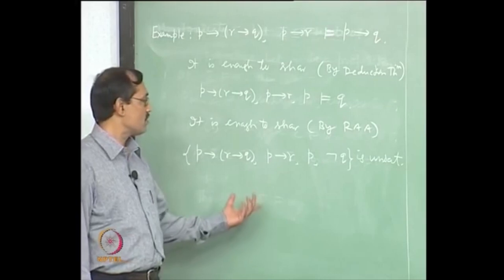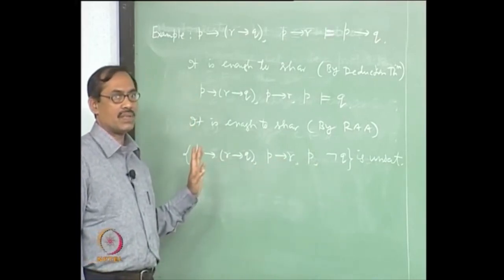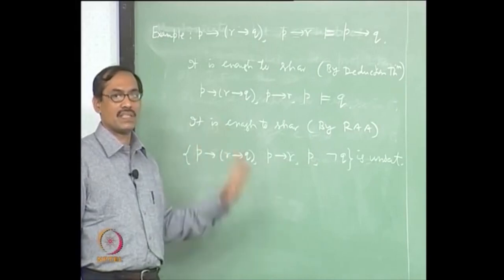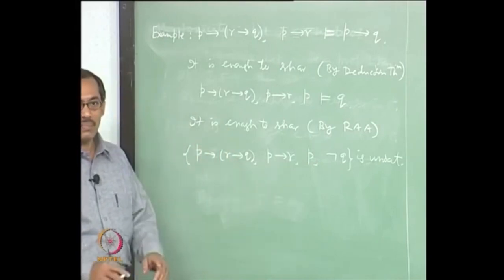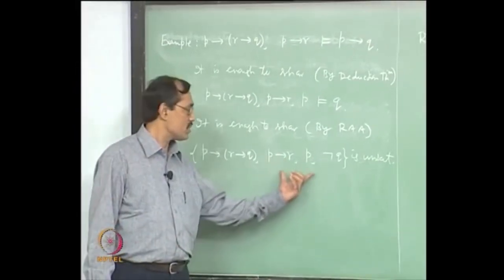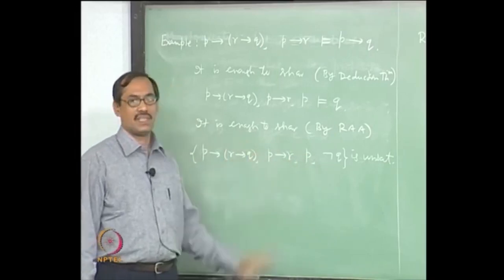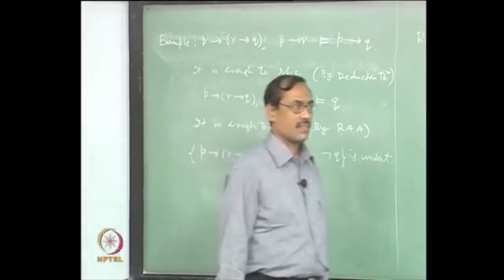So, any interpretation which is a model of all these three cannot be a model of this, that is what you have shown. Therefore, this set is unsatisfiable. It is not a particular interpretation you are taking. Your argument is take any interpretation which is a model of all these three, then it can never satisfy this. Therefore, it is unsatisfiable. Okay.